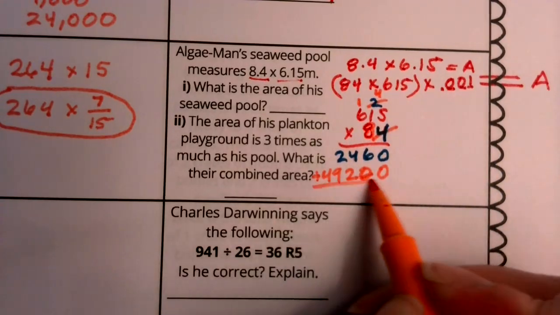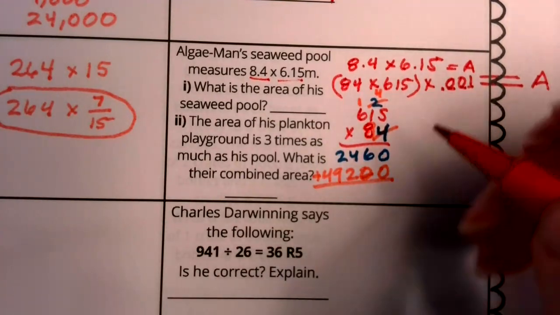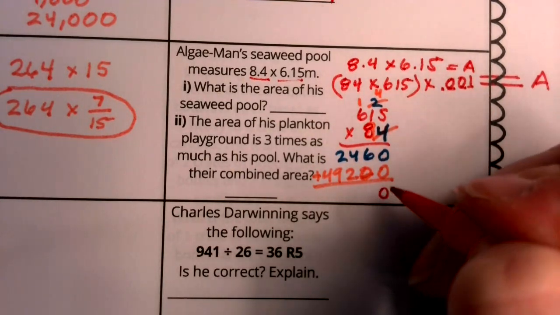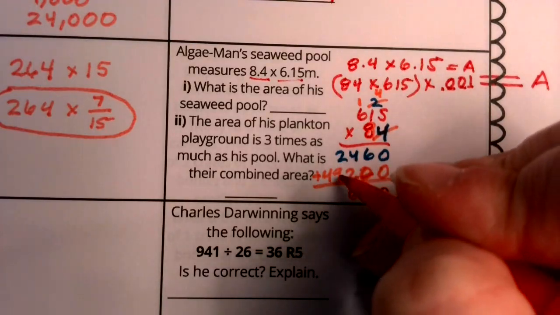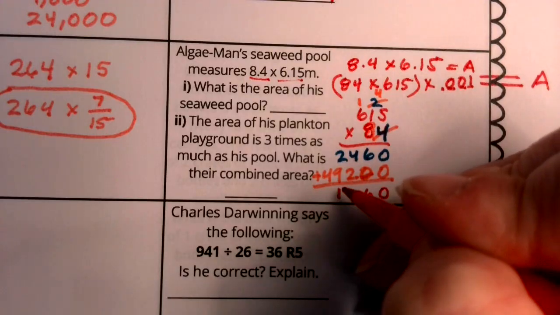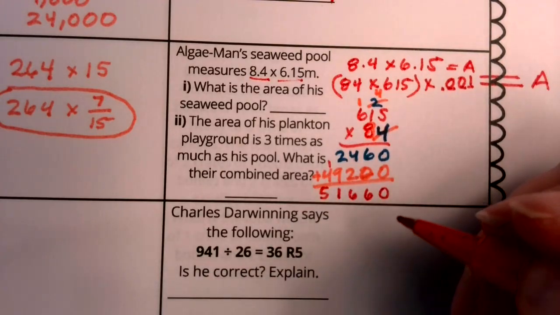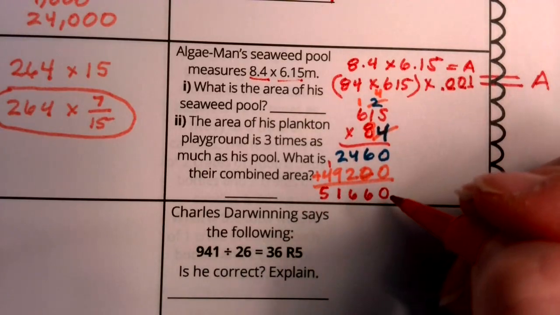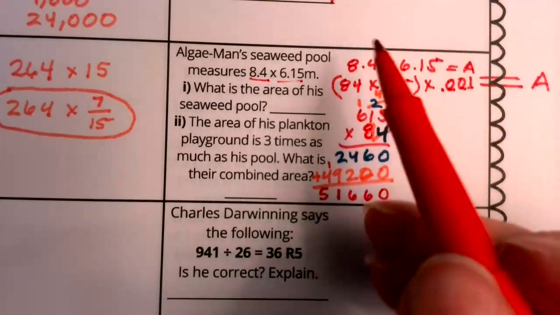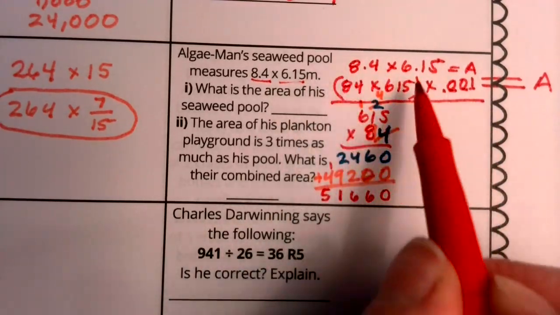Now I'm going to add these partial products together, starting with my smallest place value. 0 plus 0 is 0, 6 plus 0 is 6, 4 plus 2 is 6, 2 plus 9 is 11. Here is my 1, carry my 1, and 1 plus 4 is 5. So I have this as my answer so far, 51,660. Let me make a little line here, that's what this equals.